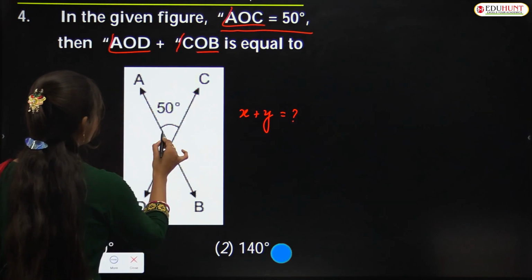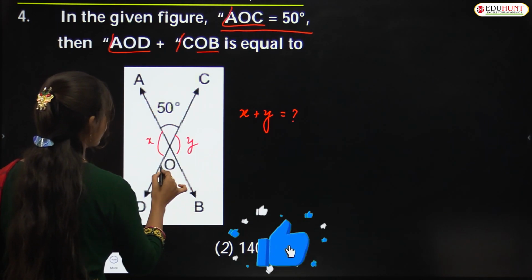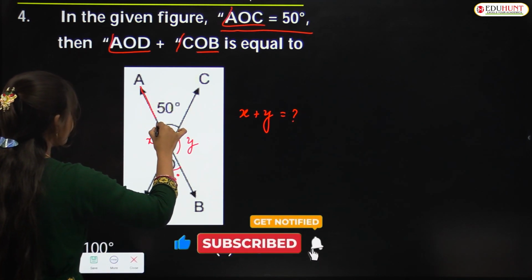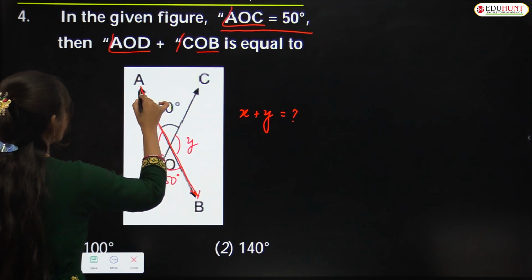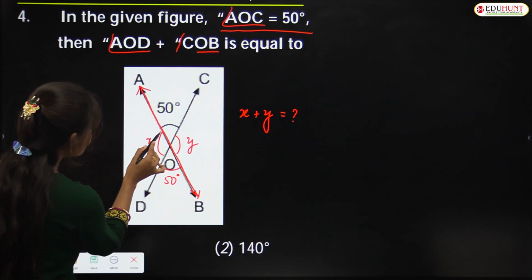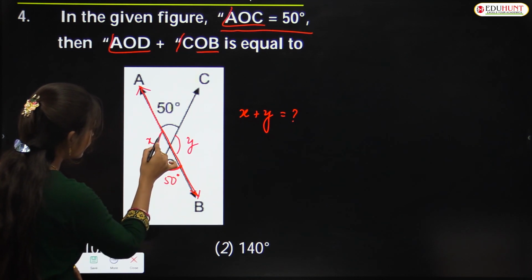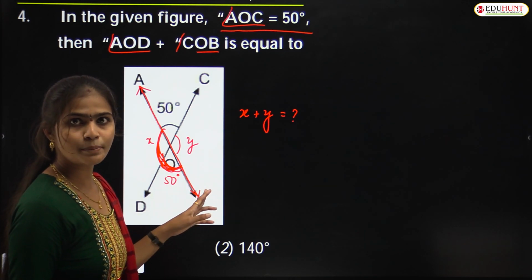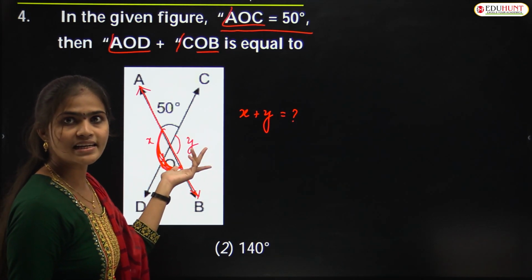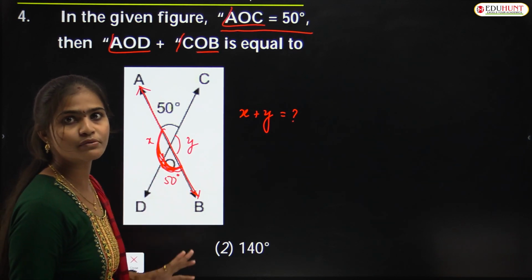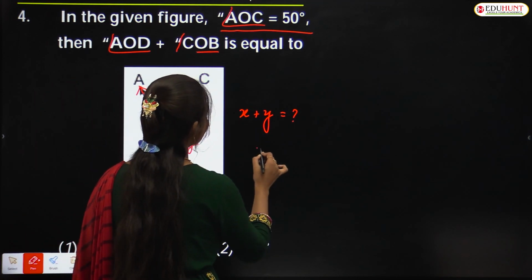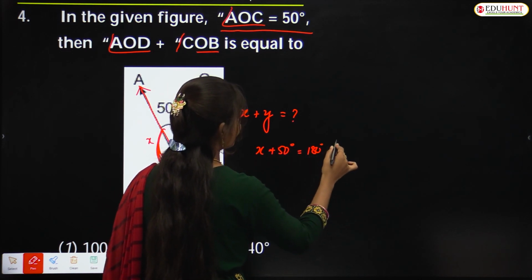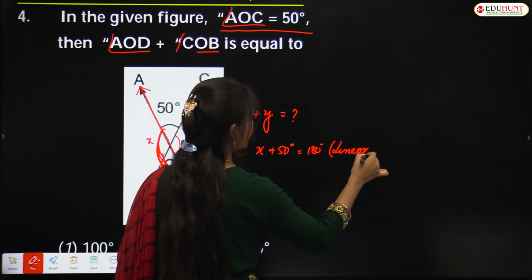Once you observe that, here this is x and this is y. Here we got that angle is equal to 50. Once you observe, this is a straight line. On a straight line, x and another angle, these two angles form a linear pair, right? Those two form a linear pair on a straight line, so the sum of those two angles must be equal to 180. So we know that x plus 50 degrees is equal to 180 degrees, because those two form a linear pair.